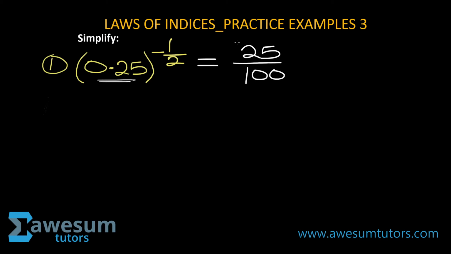So I have this right here, raised to the power of -1/2. We have been able to convert the decimal 0.25 to a fraction, which is 25 over 100. Then put back the power -1/2 right there. Now the next thing you want to do is this.